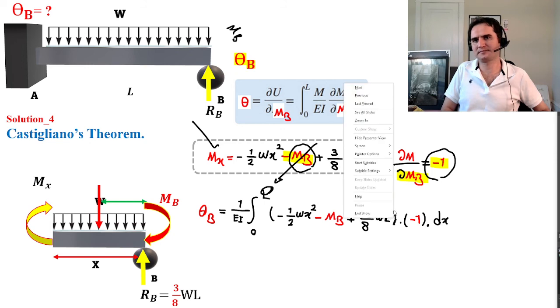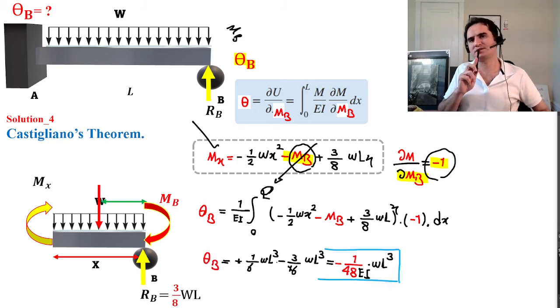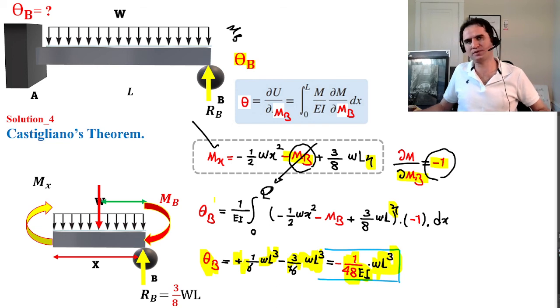WL times a negative 1 dx. If you do the integration, it gives you, yes that's correct, WLX, and it shows up in this part. Theta B is 1 over 6 WL cubed, a positive one, and a minus 3 over 16 WL cubed. If you calculate it, it gives you a negative 1 over 48 EI WL cubed, which is exactly the amount of theta B which we already calculated with different methods.